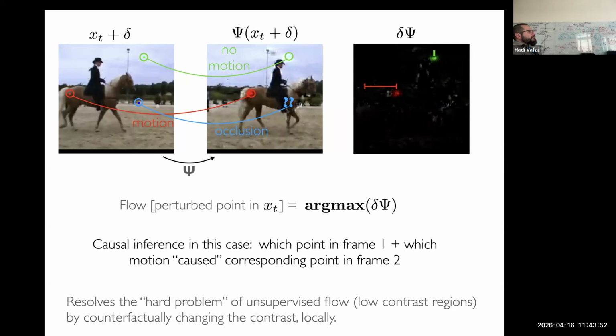Imagine you're trying to do flow on a low contrast region. You don't know where each point moved because it all looks the same. This basically says that if we counterfactually change the contrast locally, kind of putting a little tracer in, and then use our model of the world to predict where the tracer went, that difference is what the flow was, your estimate of the flow.